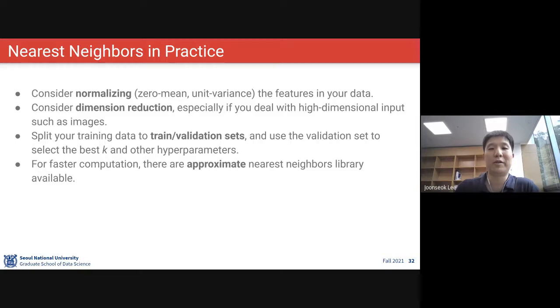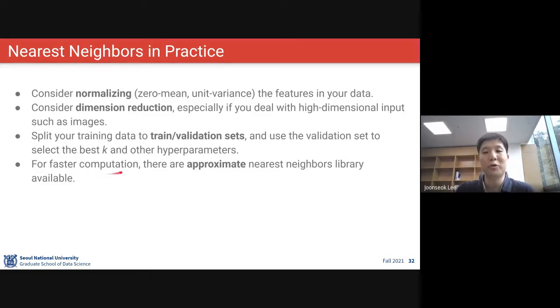And instead of dealing with the entire dimensionality, like 600 times 800 times 3, some dimension reduction techniques are useful. We are going to deal with some dimension reduction techniques in lectures 6 and 7, but that's sometimes helpful. And split the data set into train and validation sets to choose the hyperparameters, which we are going to discuss in the next lecture. So let me just skip that for now.